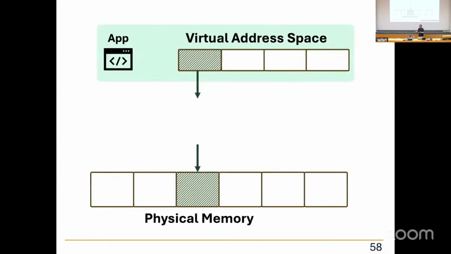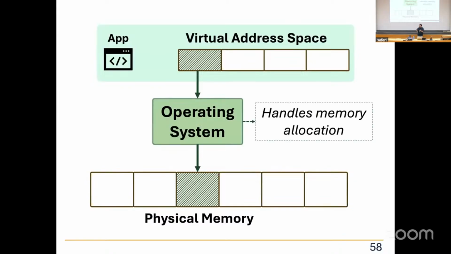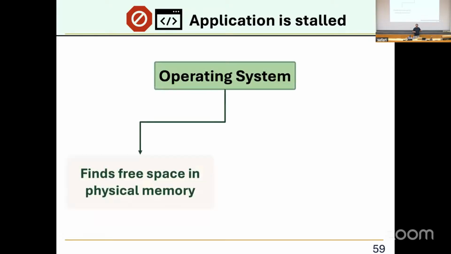So someone needs to take over, which is the operating system, that would handle the memory allocation and place the addresses from the virtual address space to the physical memory. How does that happen? When this happens in your system nowadays, the application gets stalled, and the operating system takes over and says, okay, I have this virtual address, and I need to place the data that corresponds to this virtual address somewhere in the physical memory. So my job is to first find free space in the physical memory of where to put my data.